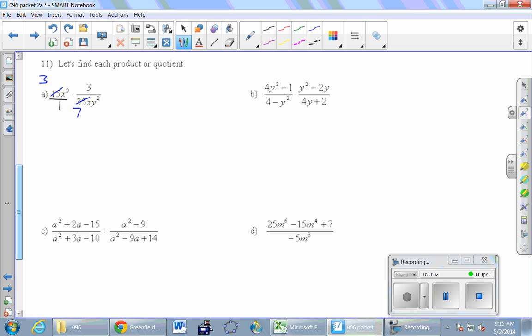And then we're going to get rid of an x. So upstairs you have x squared. Downstairs you have a solitary x. So just x on top. And the one on the bottom disappears.